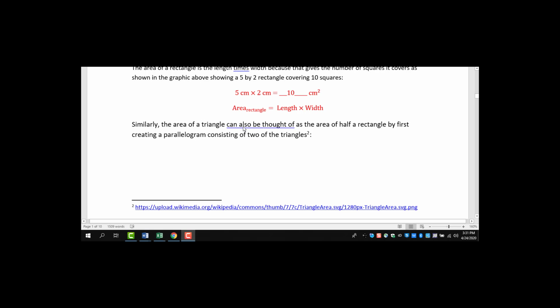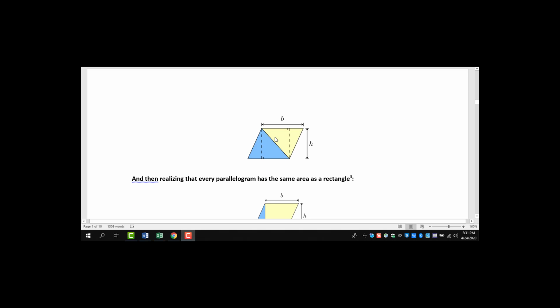Similarly, the area of a triangle can be thought of as half the area of a rectangle. But first, we'll create a parallelogram consisting of 2 triangles. So a parallelogram is right here. It's sort of like a rectangle, but it's been pushed down. So then what we're going to do is take this triangle here, cut it out, move it over, and put it here. And that's going to give us a rectangle.